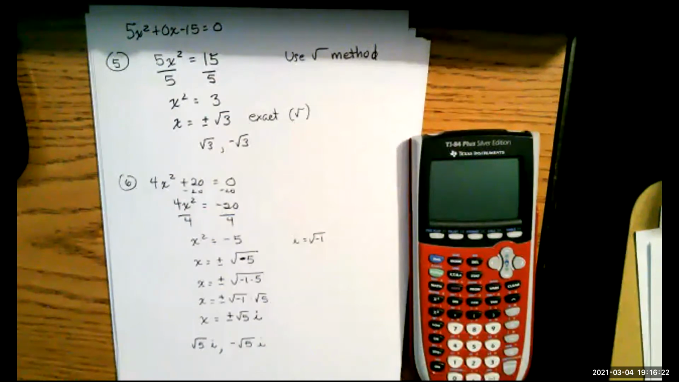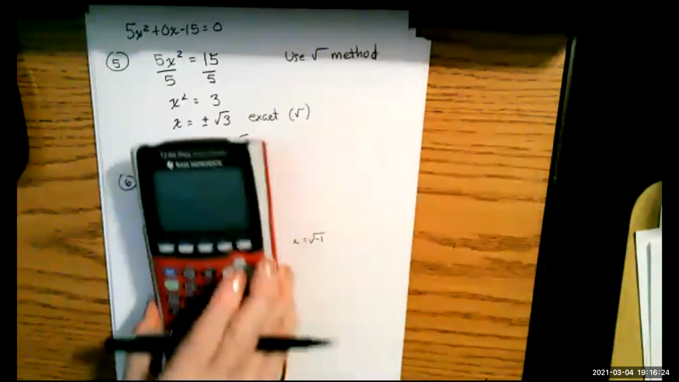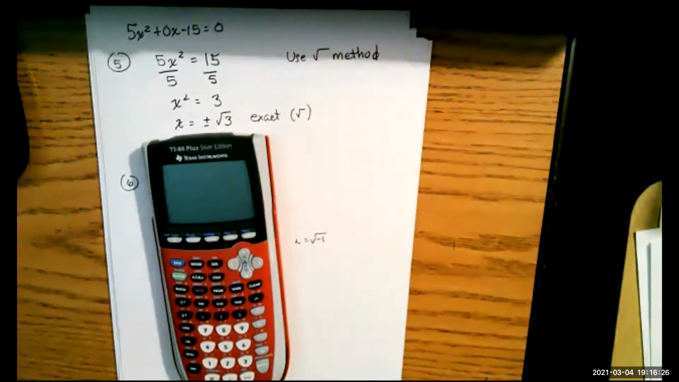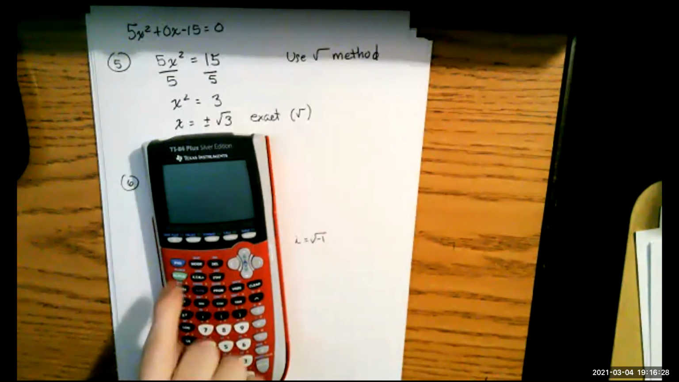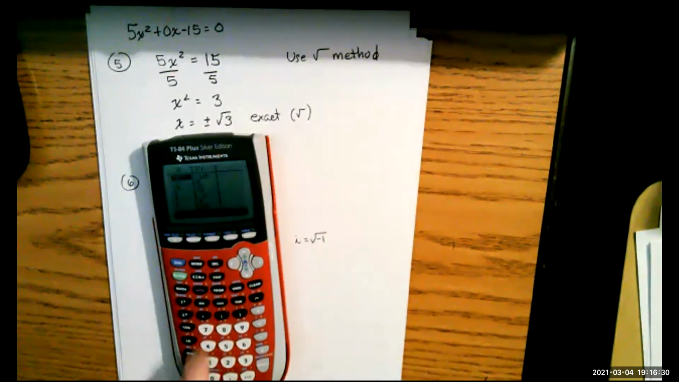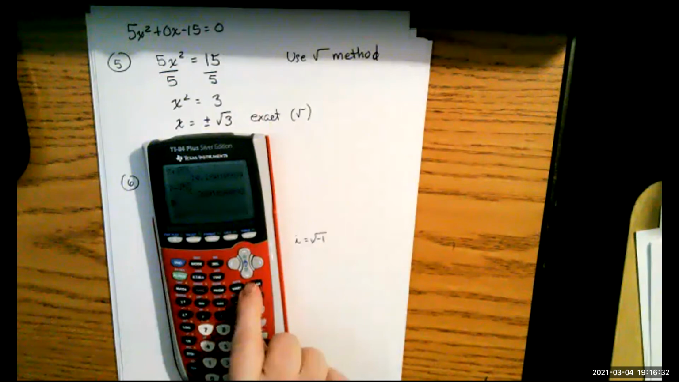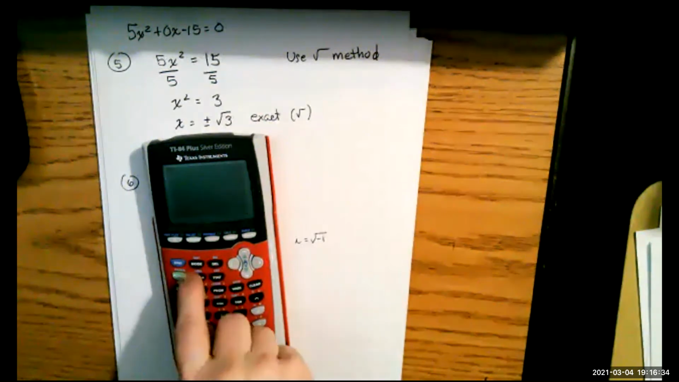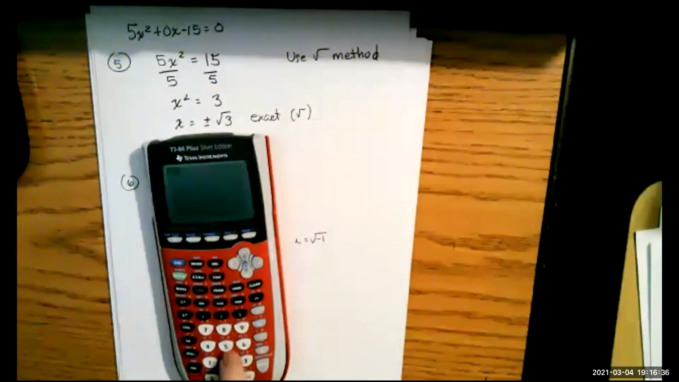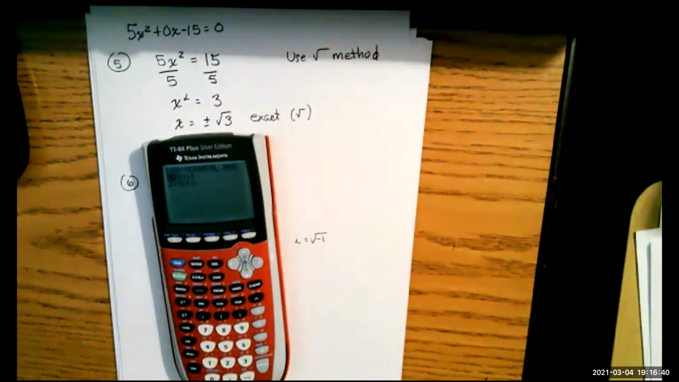But let's see what it does. I don't remember if I have mine set in complex or not. But let's see what it says. If you do second square root negative 5, enter. Yeah, it tells you there's an error. And it tells you that it's non-real. It's a non-real answer.